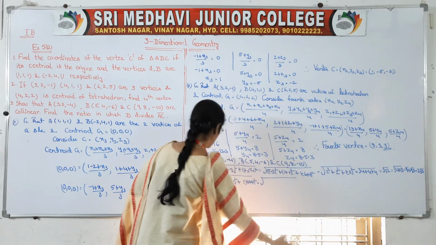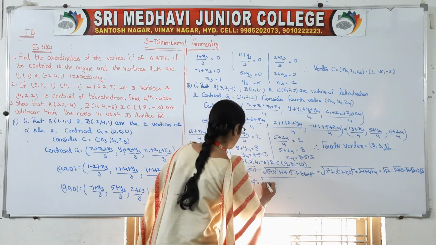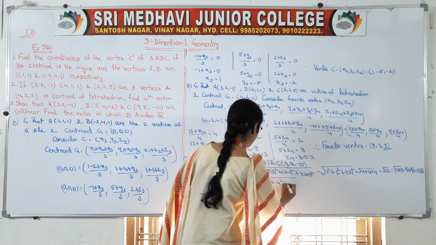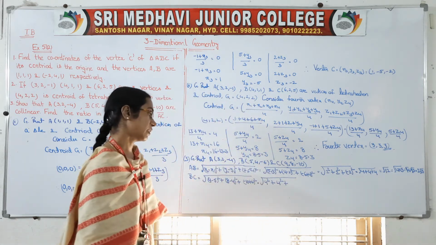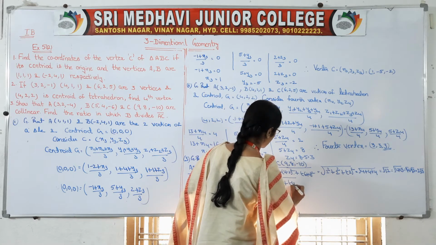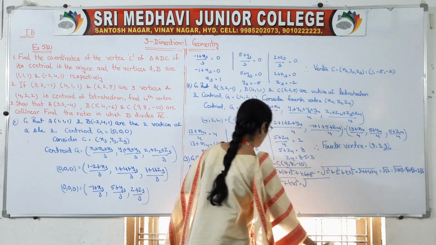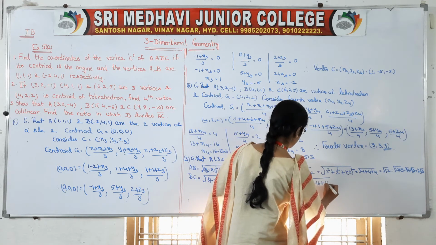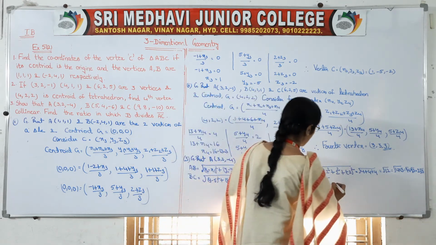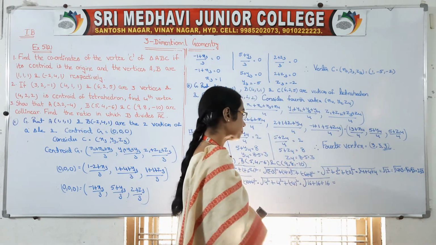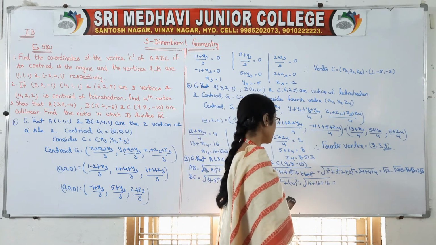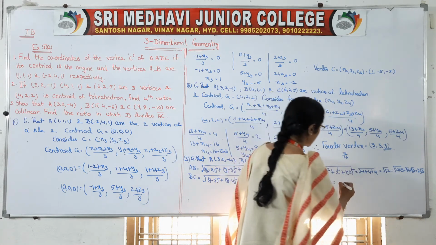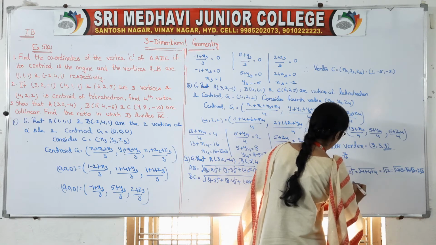Okay, is equal to root of 9 minus 5, that is 4 square, 8 minus 4, that is 4 square, right? And minus 10 plus 6, minus 4 whole square, okay? So, is equal to root of, what is this? 16 plus 16 plus 16, okay, so is equal to 16 plus 16, 32 plus 16, right, 48, okay, root 48.